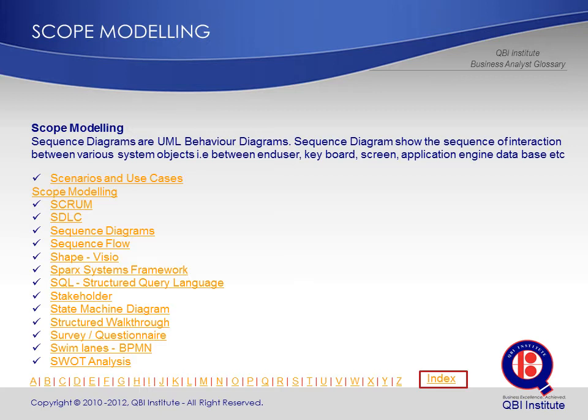Sequence diagrams. Sequence diagrams are UML behavior diagrams. Sequence diagrams show the sequence of interaction between various system objects, that is, between end user, keyboard, screen, application engine, database, etc.